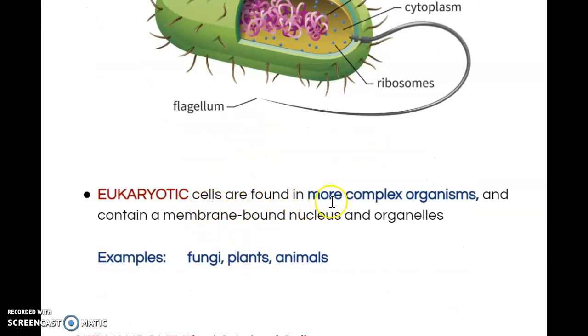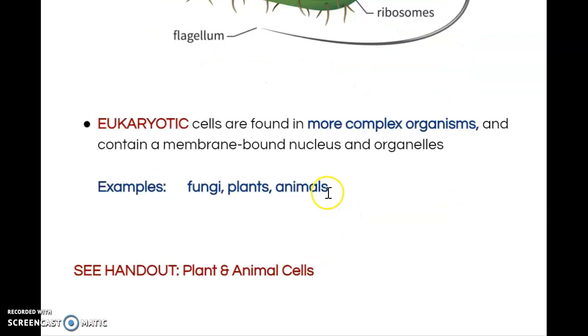Eukaryotic cells are found in more complex organisms and contain a membrane-bound nucleus and membrane-bound organelles. This could be fungi, plants, animals. We are eukaryotic organisms.